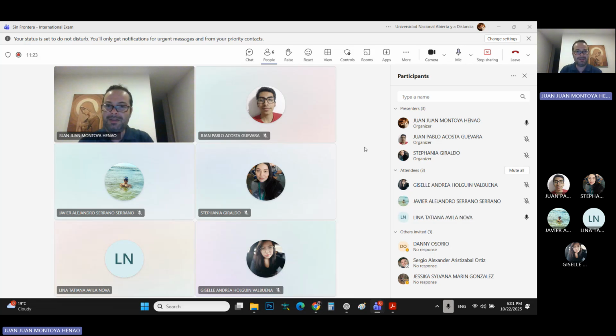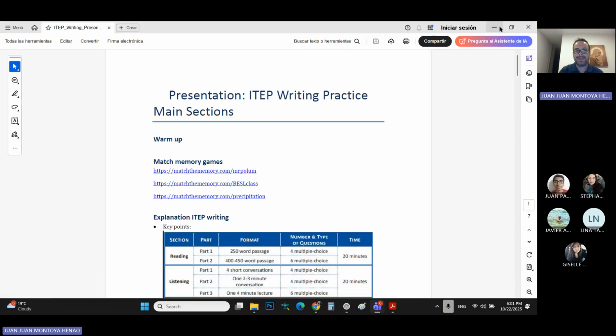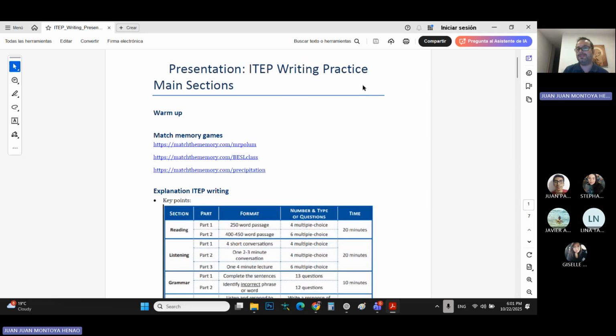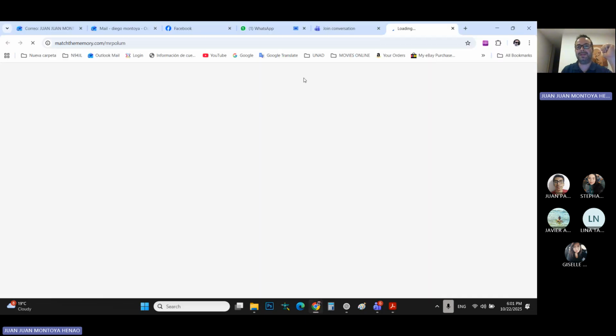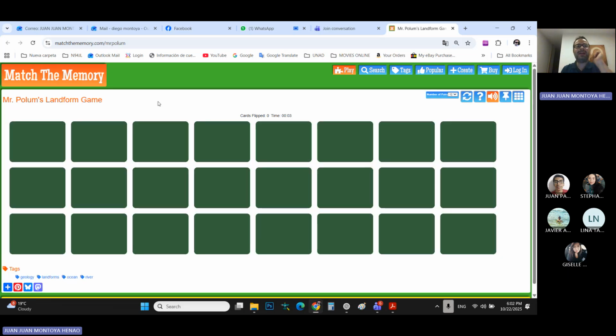Okay, so we're gonna start the class today, and today the class is about the ITEP writing part. First, we're gonna start with an introduction with a warm up activity that consists of a matching memory game. We're gonna do three of them. This is really simple. I'll show you here. This is a match memory game, and you flip cards and you'll see an image, and at the same time you could find something written on the card, and you have to match the writing on the card with the image.